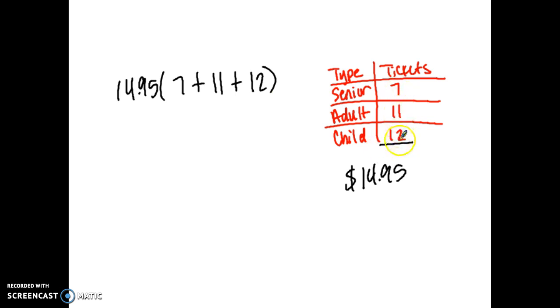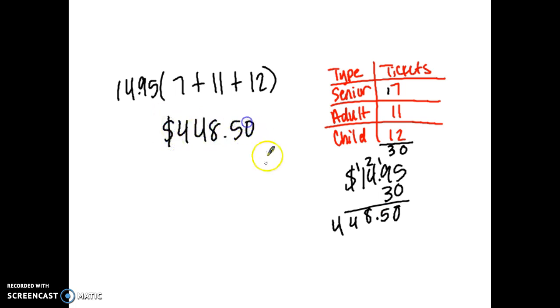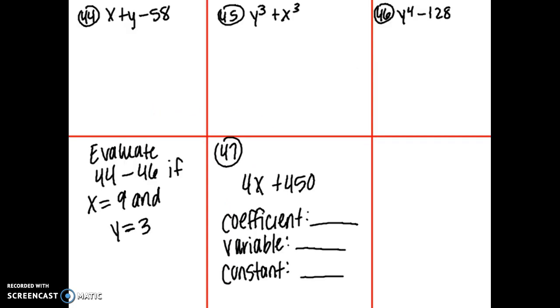7 plus 11 plus 12: 7 plus 1 is 8, 8 plus 2 is 10, 1 plus 2 is 3. I'm buying a total of 30 tickets at $14.95 a ticket. So I can just multiply the cost by how many total tickets I'm buying. 3 times 5 is 15. 3 times 9 is 27, plus 1 is 28. 3 times 4 is 12, plus 2 is 14. 3 times 1 is 3, plus 1 is 4. And there are 2 decimal places. So you would spend $448.50.